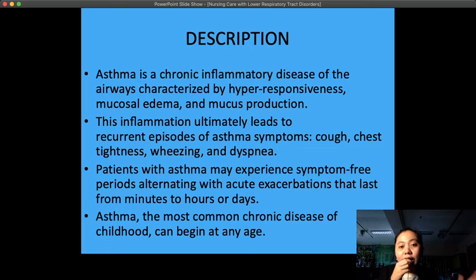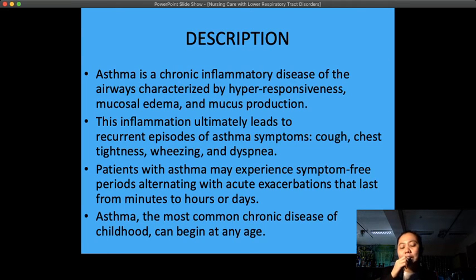Asthma is a chronic inflammatory disease of the airways characterized by hyperresponsiveness, mucosal edema, and mucus production. This inflammation ultimately leads to recurrent episodes of asthma symptoms. So, when we say recurrent, pabalik-balik in asthma. If you were born asthmatic, until ka lumaki, asthmatic ka pa rin because you will be triggered by pollen grain, by dust. So, pabalik-balik ang imong cough, pabalik-balik ang imong hubak.